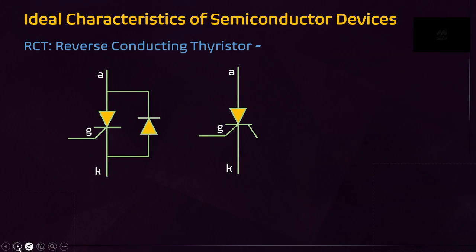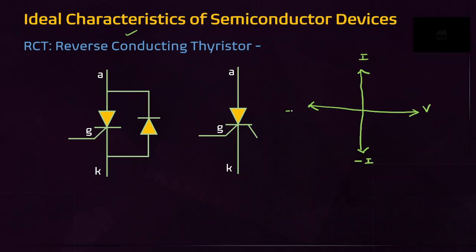Next, what are the ideal characteristics of RCT? RCT stands for reverse conducting thyristor. GTO stands for gate turn off thyristor, friends. And RCT stands for reverse conducting thyristor. Then what are the ideal characteristics of an RCT? It is easy to draw these characteristics. In drawing of ideal characteristics, current is taken on the y-axis and voltage on the x-axis. Because of the anti-parallel combination, it conducts in both directions.